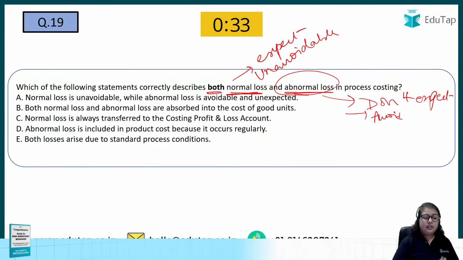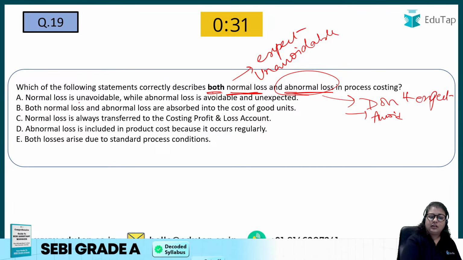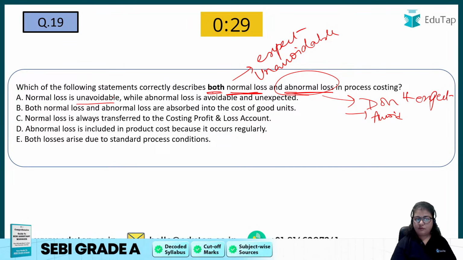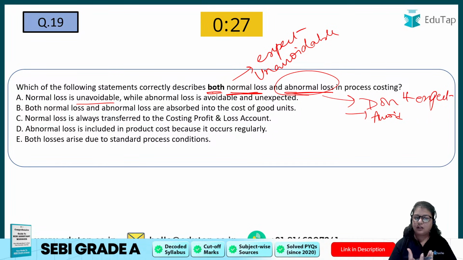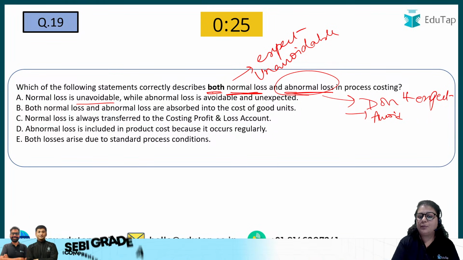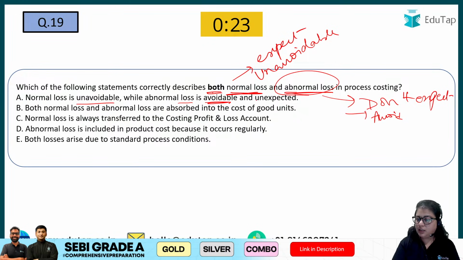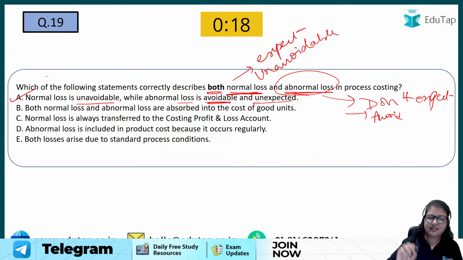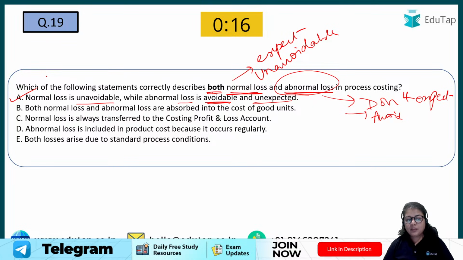Now, so in option A, can you see normal loss is unavoidable? Yes, we expect this and we cannot even avoid this, while abnormal loss is avoidable and unexpected, right? So my option A is the correct one, right? Now let us look at the other options also, because these can be used as some features.